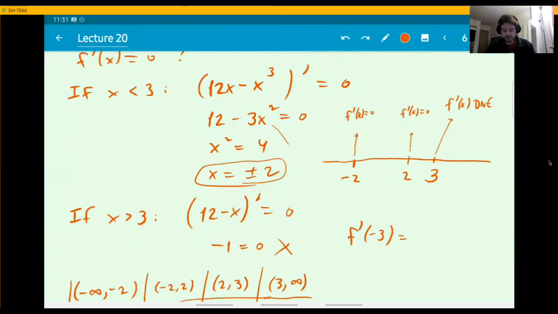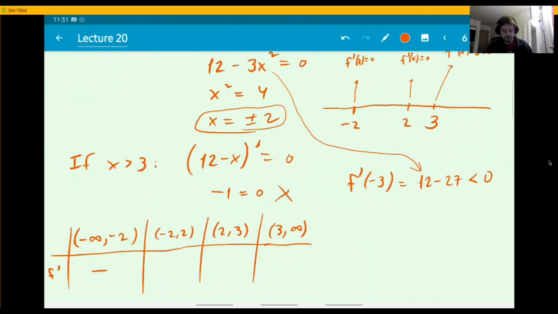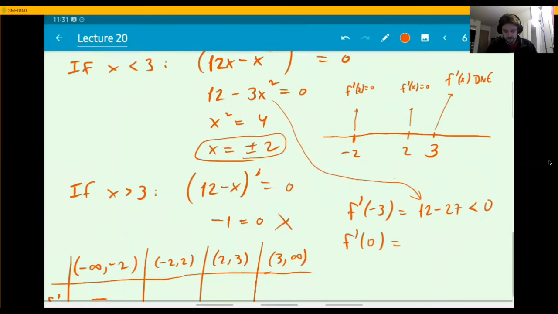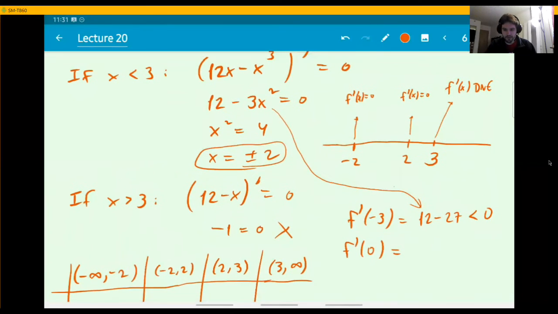So that's this one. F prime of -3 will be 12 minus 3 times 9, 27. So definitely negative. All right, the f prime is negative here. So we're going to do the same thing for all the intervals. A good point in the second interval would be 0. In this interval, you're still using the same expression for f prime. This expression is valid for x less than 3. So we're still using this one. F prime of 0 is 12, positive.